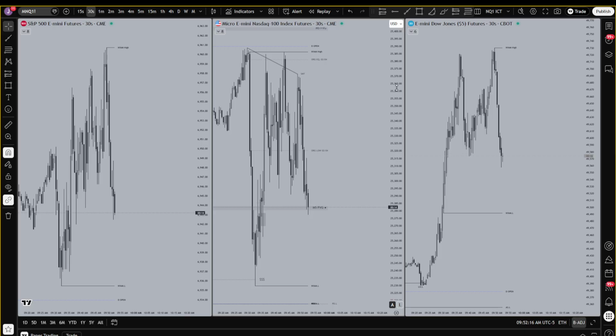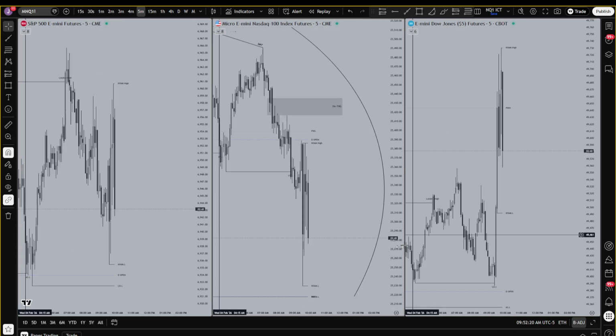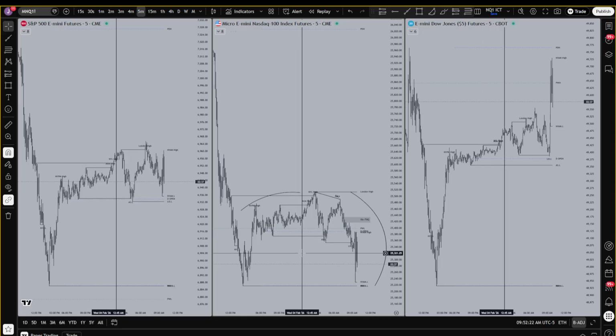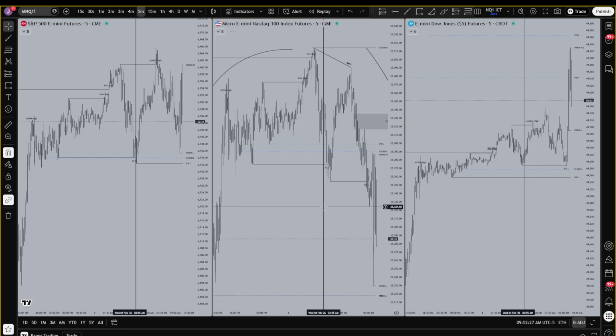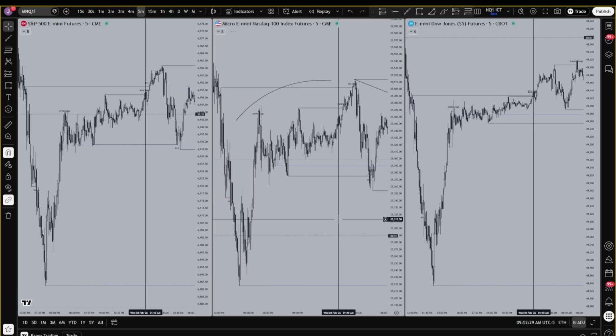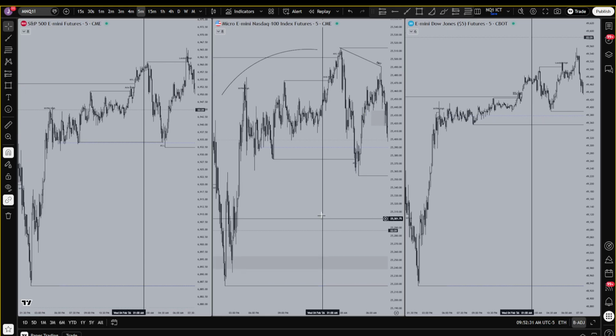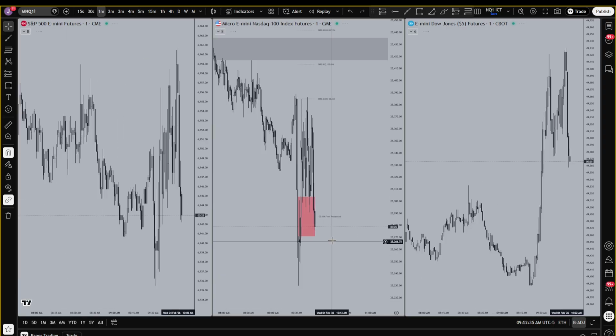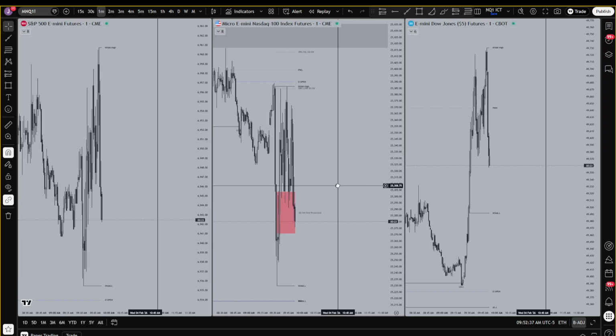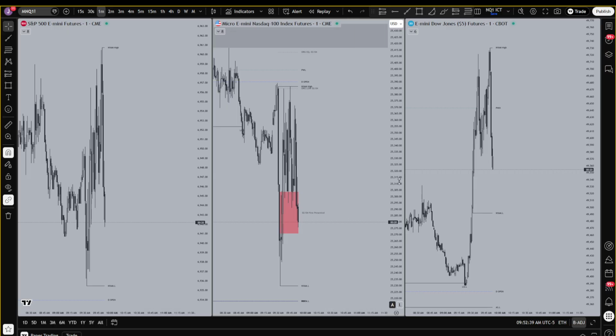Just tap the 5-minute. I do love the addition of the unmitigated fair value gaps, but I think it is a little buggy. Oh, the indicator. Yeah. It's probably just hard to get them in real time as they form. Oh, it is buggy because it doesn't update once it gets mitigated again.